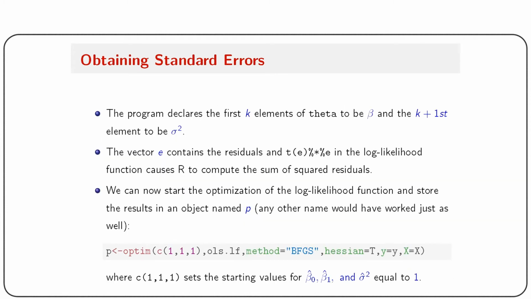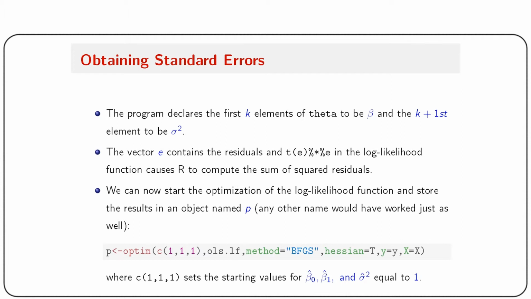The program declared the first k elements of theta to be beta and the (k+1)th element to be sigma square. The vector E contains the residuals, and E prime E, that is the trace of the transpose of E multiplied by E in the log likelihood function, causes R to compute the sum of squared residuals. So, we can now start the optimization of the log likelihood function and store the results in an object named P.